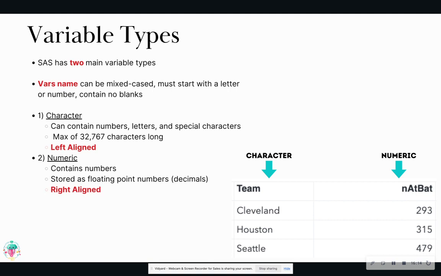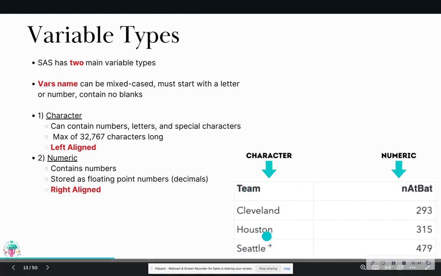And I've already kind of alluded to it when we looked at the input statement. But SAS has two main variable types, okay? Character and numeric. Variable names, if you are naming a variable, can be mixed case, but it must start with a letter or underscore and have no blanks. Character variables can contain numbers, letters, or special characters. They have a max length and they are left aligned.